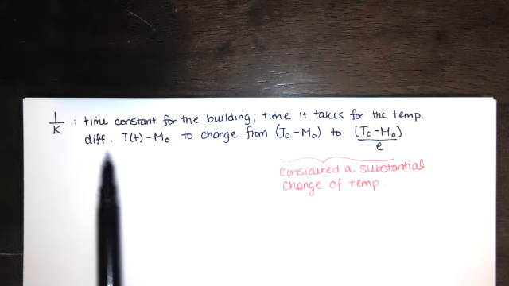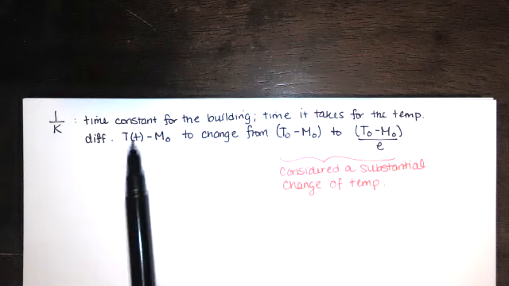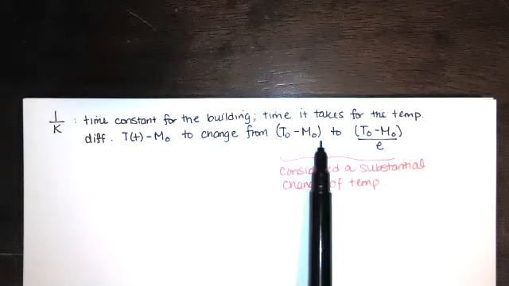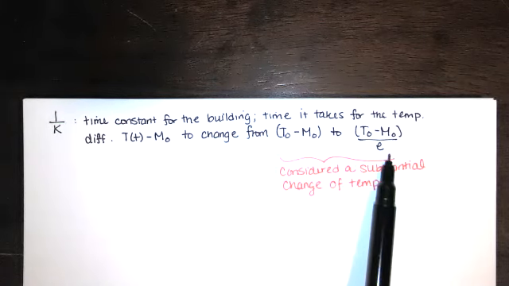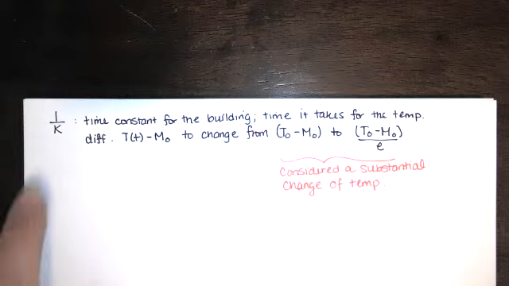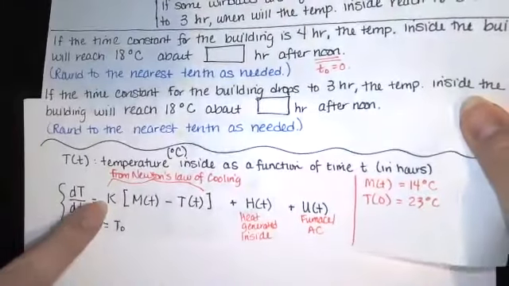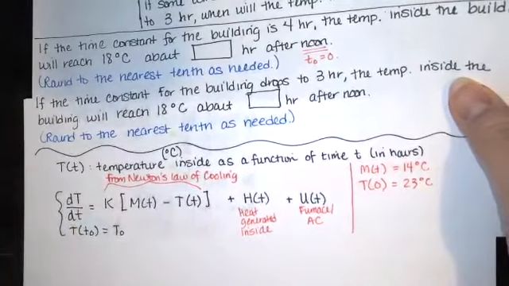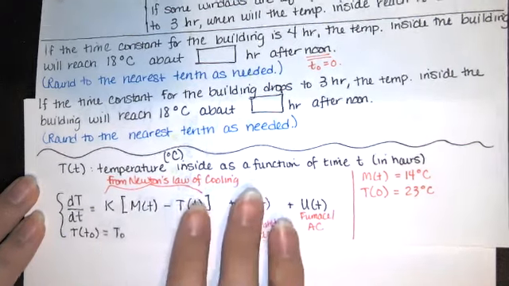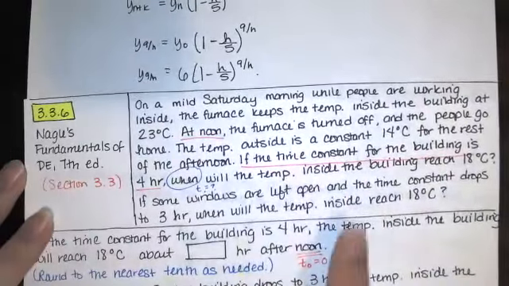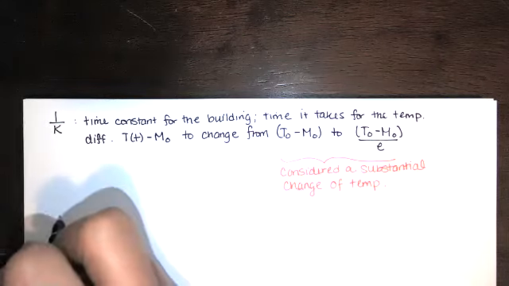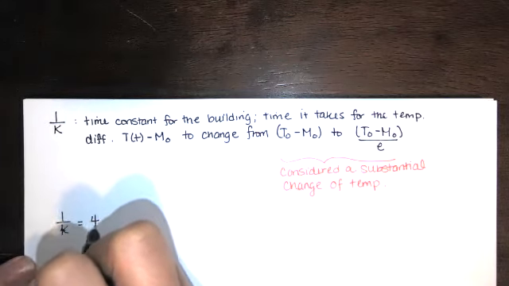So we said, this is the time it takes for the temperature difference, T minus M naught, so that's the temperature inside minus the temperature outside, to change from the initial temperature difference to this initial temperature difference divided by E. Well, that 1 over K is related to this K, that constant of proportionality in our differential equation that uses Newton's law of cooling. So when they say that the time constant for the building is 4 hours, what they're saying is that 1 over K is equal to 4 hours.